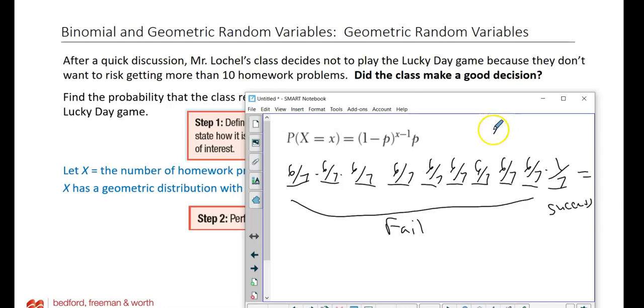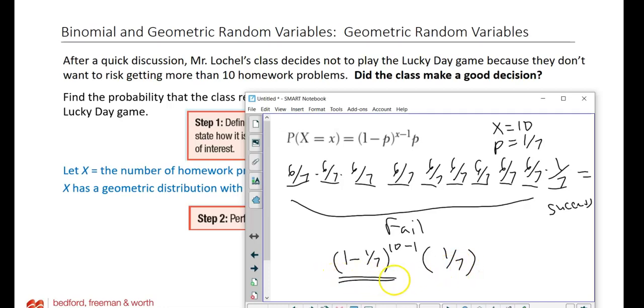Remember, x is equal to 10 in the problem. We're trying to get the first success on the 10th try, and the probability of success is 1/7. So if I plug into the formula, this would be 1 minus 1/7 to the power of 10 minus 1, times p, which is 1/7. That looks a lot like 6/7 to the 9th times 1/7. We did that. Yeah, that's the same formula, right?